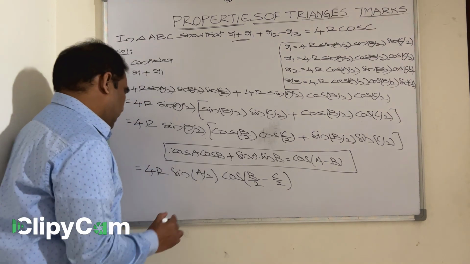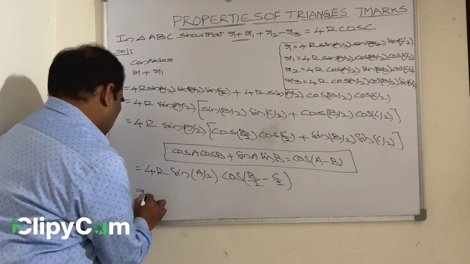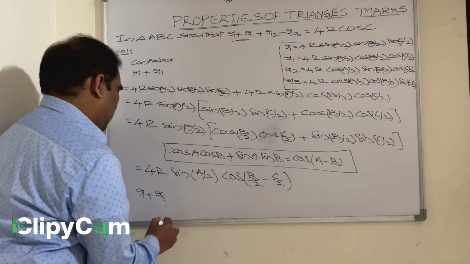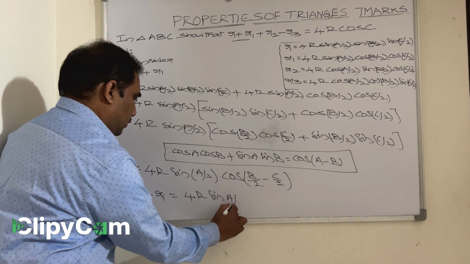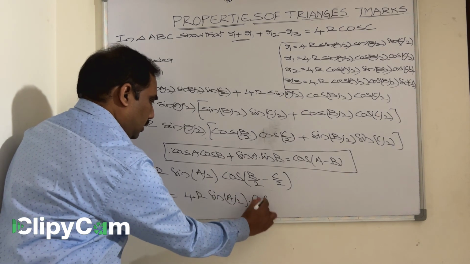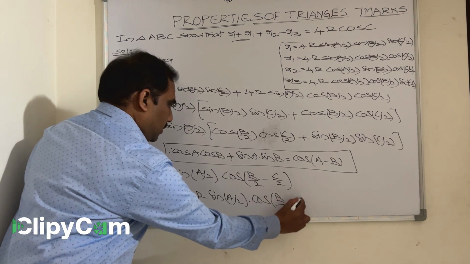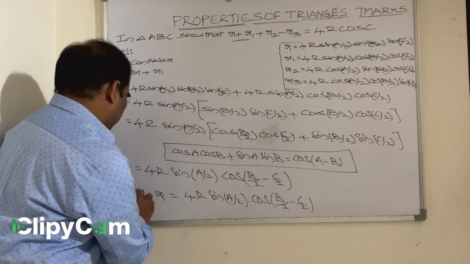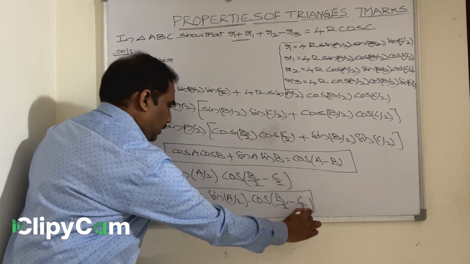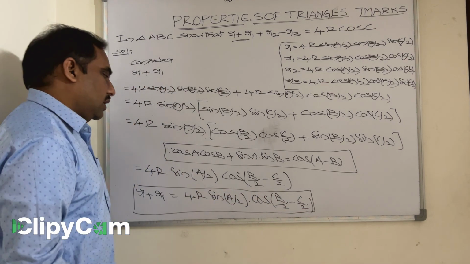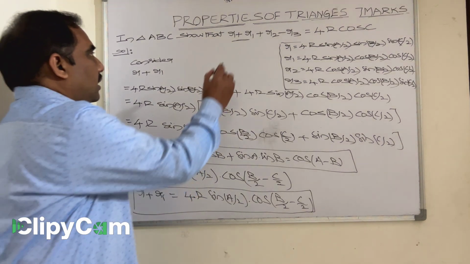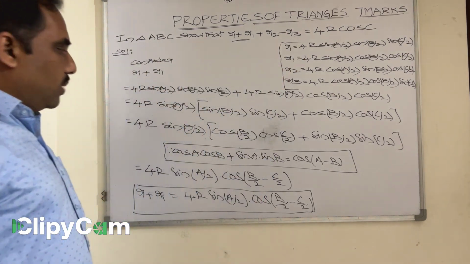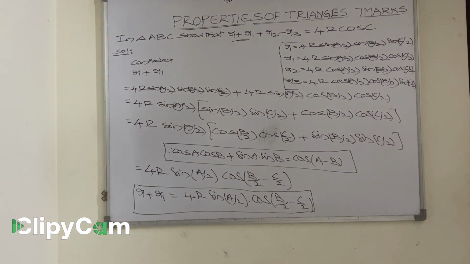Therefore r plus r1 is equal to 4R sin A by 2 into cos of B by 2 minus C by 2. Further, we have to take r2 minus r3 and find that also.